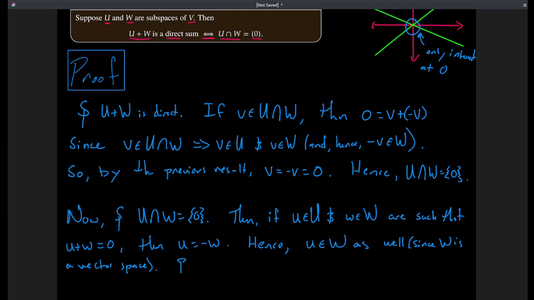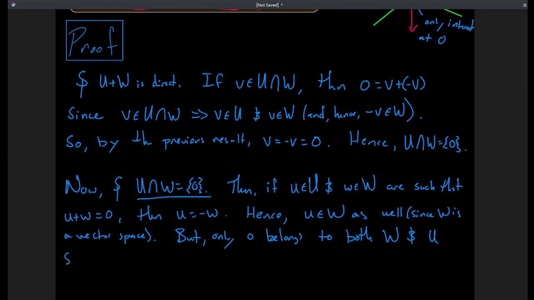But only 0 belongs to both W, big W, and U. This is just because we've assumed that their intersection is 0. So, u equals w equals 0. Hence, u plus w equals 0 implies u equals w equals 0.